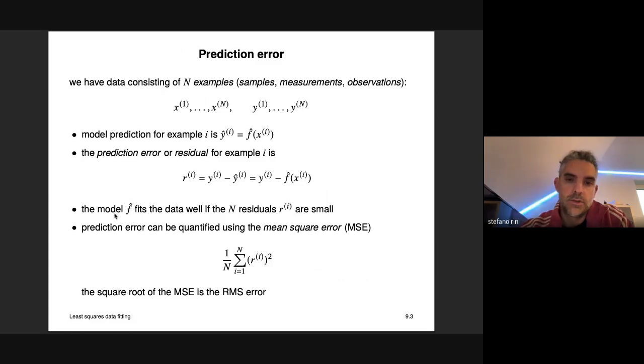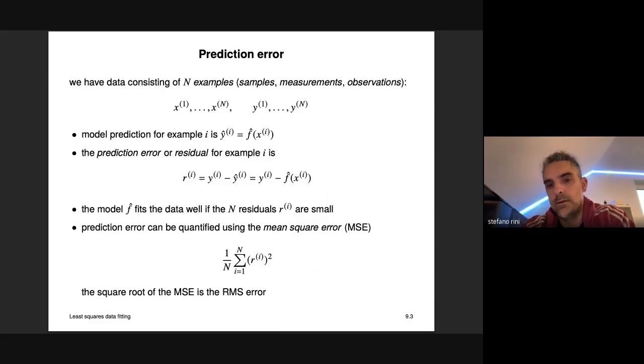And so this is the machine learning setting for this problem. The model f hat is going to be determined by finding the matrix A, and the model fits the data well when the residuals R_i are small. Then the prediction error can be quantified using the mean square error, MSE, which is the sum of the residual squares. Of course, MSE has different names or different forms.